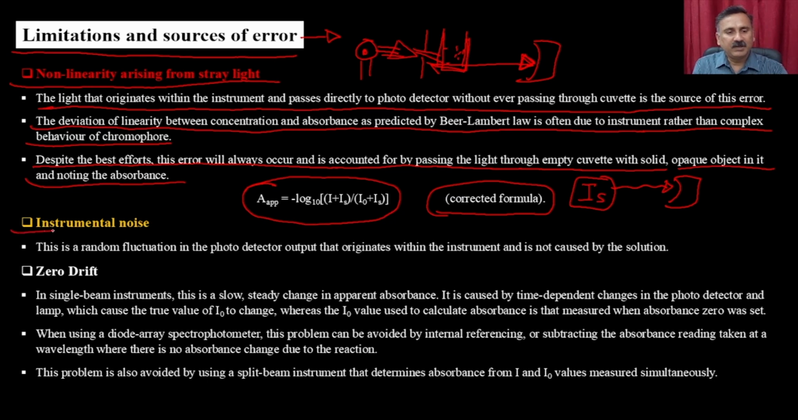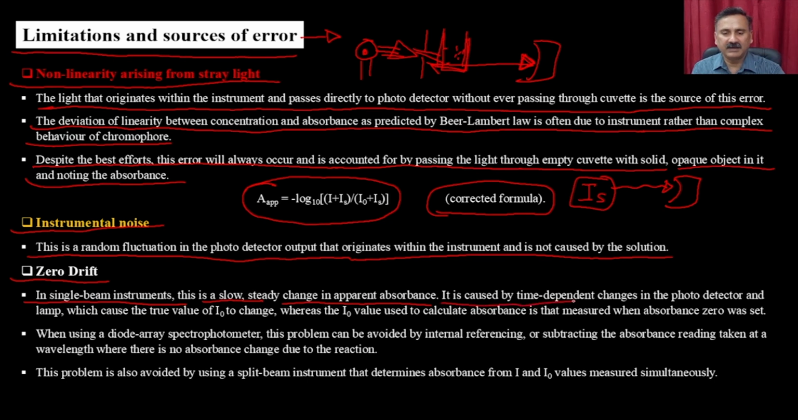Then we have the instrumental noise. This is random fluctuation in the photodetector output that originates within the instrument, and it is not caused by the solution. Then we have the zero drift. In a single beam instrument, this is a slow, steady change in the apparent absorbance.